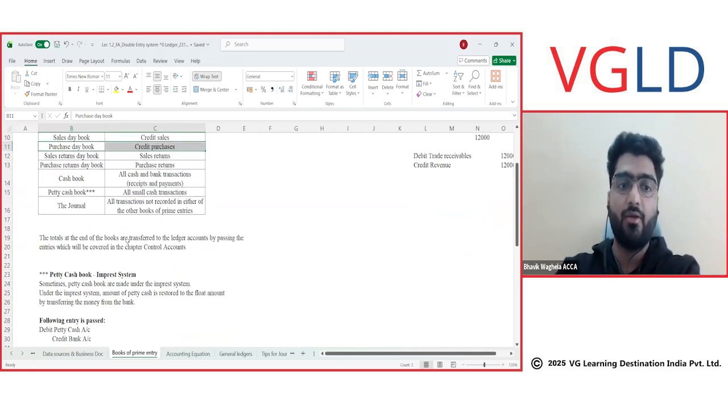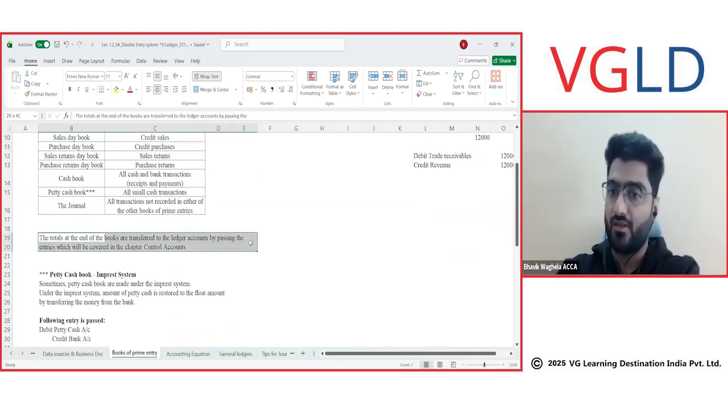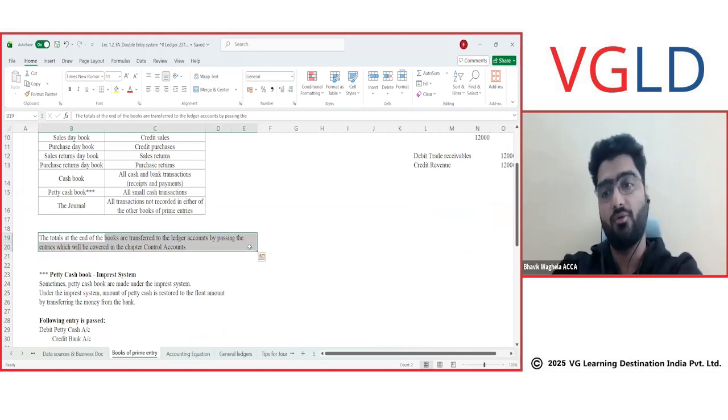The totals at the end of the books are transferred to the ledger accounts by passing the entries which will be covered in the chapter control accounts. So we have a chapter control accounts which we will be doing at a later stage.